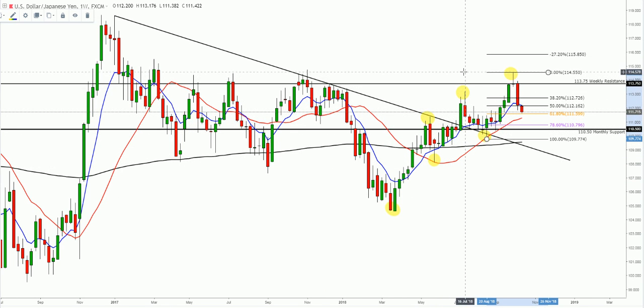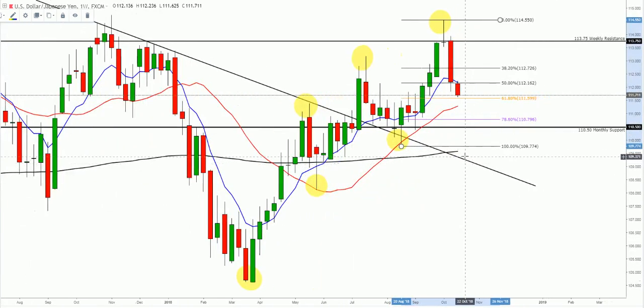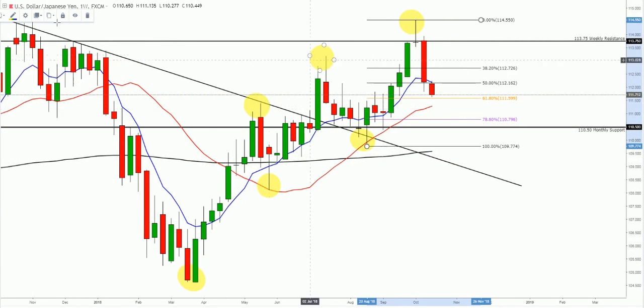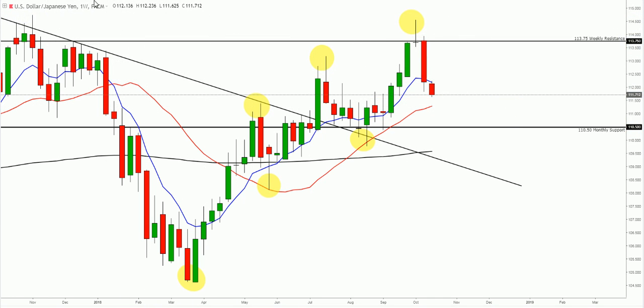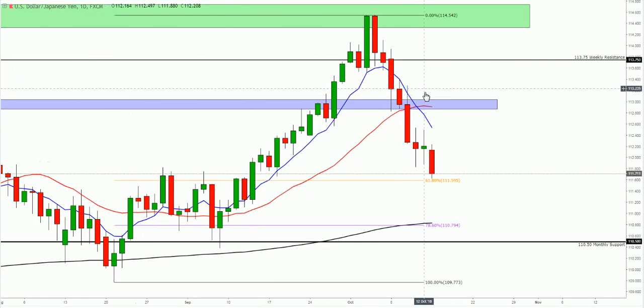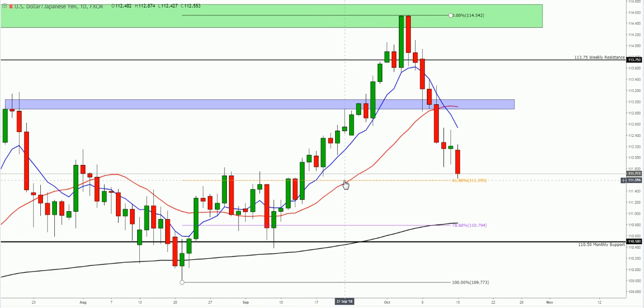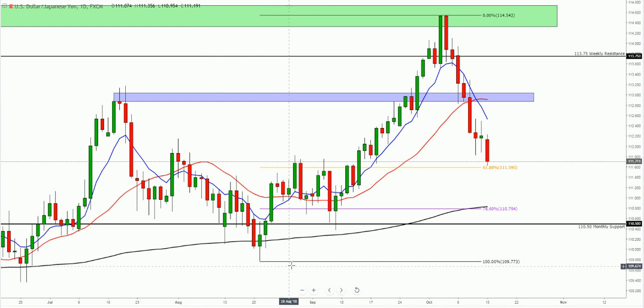But I mean, we could call this high here a double top with this over here. So if that's the case, we could be seeing price head down towards this 108 level. However, that's longer term, and we'll just assess what price is doing immediately for now. Take a look at the daily time frame. Oh, here's the fib that you saw me just draw.